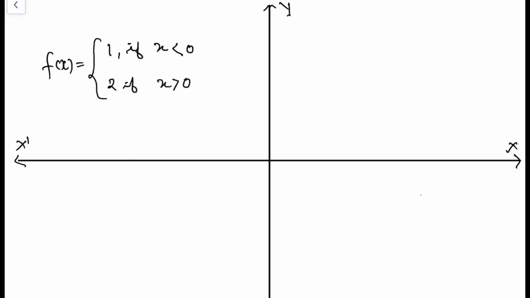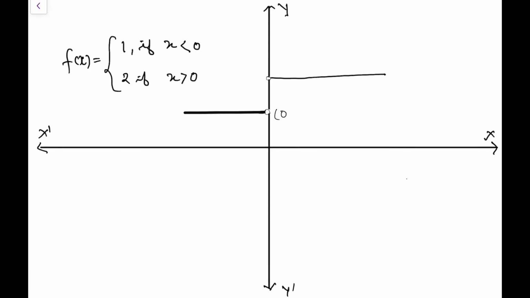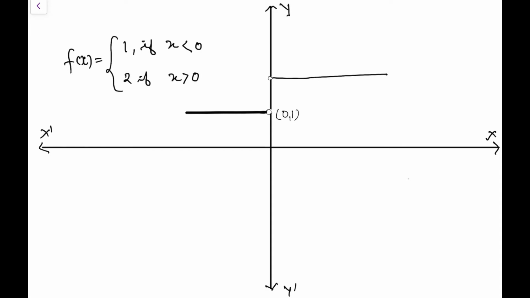Now let us consider a piecewise function: f(x) is equal to 1 if x is less than 0, f(x) equal to 2 if x is greater than 0. Here, the points (0, 1) and (0, 2) do not lie on any part of the graph. So obviously there is a gap in the graph when x is equal to 0. So this function is not continuous at x equal to 0. In this case, the left limit and the right limit of the function are different, hence the function is discontinuous. It is also clear from the graph.